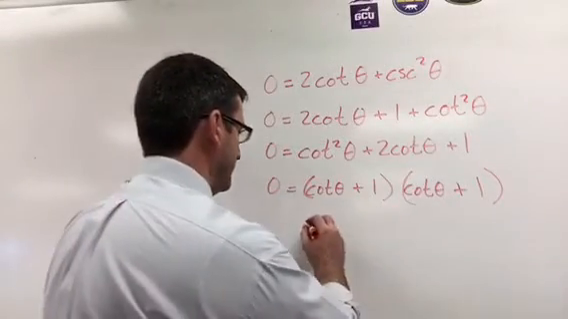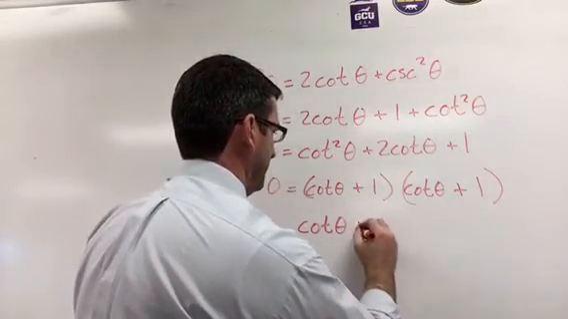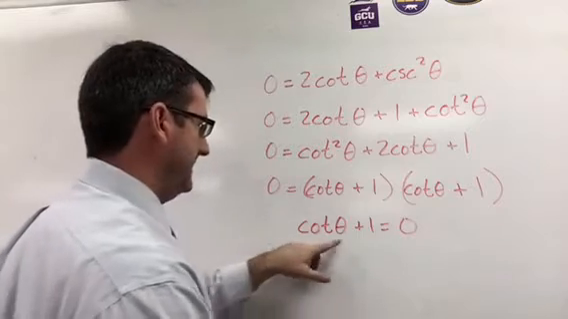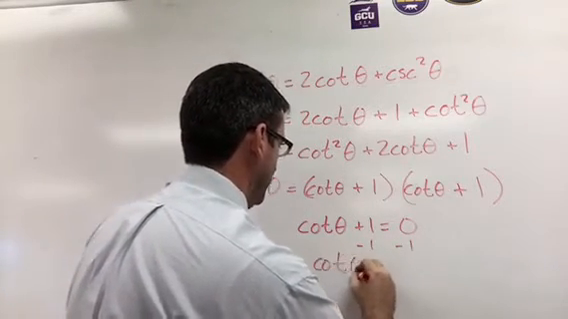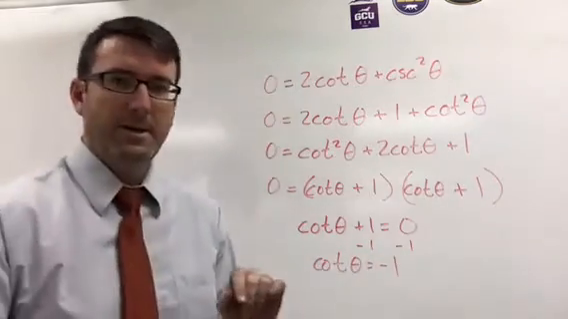So now we're going to set each of our terms equal to 0. Since they're both the same, we can just set one of them equal to 0 and then solve that. So subtract 1 from both sides. We get cotangent theta equals -1.